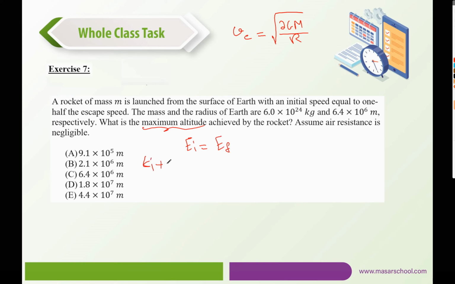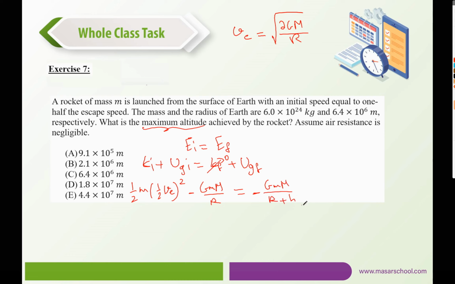Now initial kinetic energy plus the gravitational potential energy is equal to the final kinetic energy plus the final gravitational potential energy. Now because this is maximum, then the final kinetic energy is 0. The initial kinetic energy is given by half the escape speed squared, which is half ve square, and initially we have minus GMm divided by capital R, in which capital R represents the surface of the Earth. And the final gravitational potential energy would be minus GMm divided by R plus h. Now why plus h? Because we are at a maximum altitude that we wish to determine. We are interested in determining h.